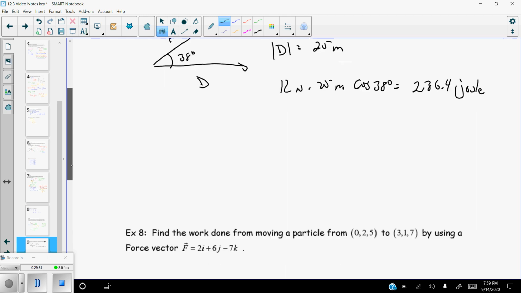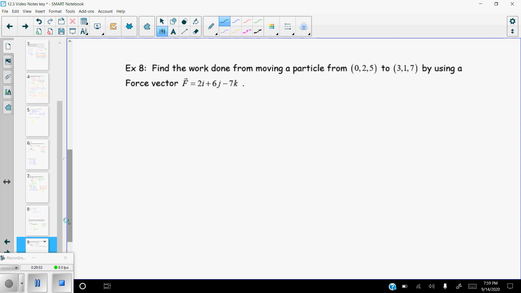All right, one more. Find the work done from moving a particle from 0, 2, 5 to 3, 1, 7, notice those are points, not vectors, by using a force vector of 2, 6, negative 7. So once again, work is force times distance, or force dot d. So work is, well, let's see, we have a force vector, which is 2, 6, negative 7. What we don't yet have is a distance vector.